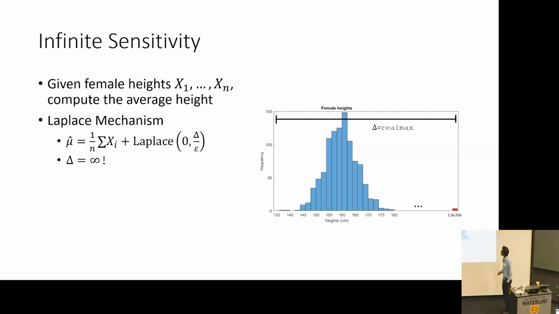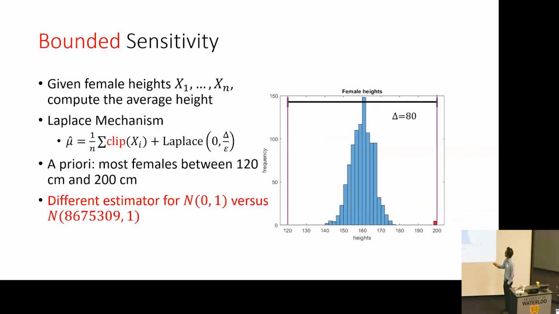And of course there is, based on the fact that we're looking at, say, female heights, and we know that most females are between 120 and 200 centimeters in height. So you can essentially clip your data so that if there's anything outside these bounds, you either drop it or move it to the closest endpoint, something like that. The point is, if you look at this clipped empirical mean, then you have something that has bounded sensitivity, and you can add a finite amount of noise to privatize it.